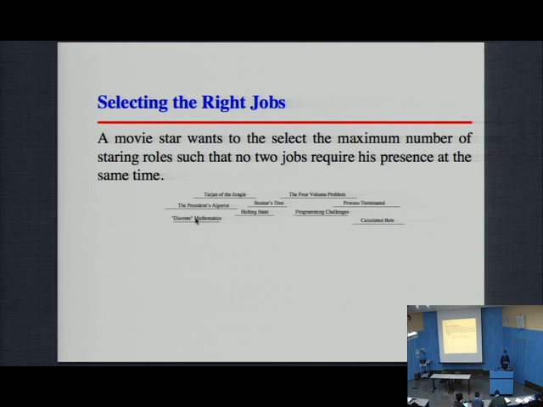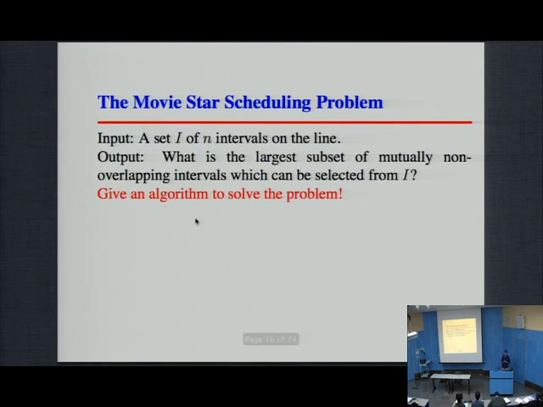You're being paid per movie, not per hour, okay? So what is our problem here? The movie star scheduling problem. It says that we are given as input n intervals, one interval for each movie. And we want to know the largest number of movies, the largest subset of intervals, such that we can pick so that no 2 of the movies overlap, because we're getting paid the same amount for every movie. We don't get credit for working on a long movie or a short movie.